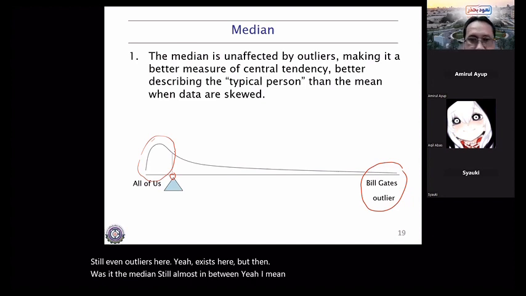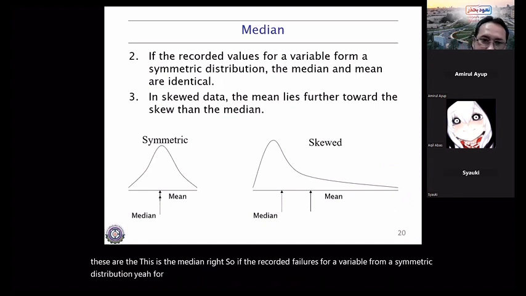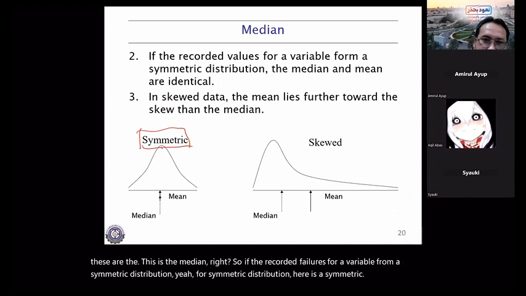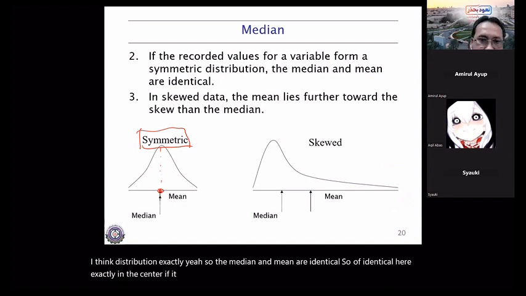On the normal distribution, this is the median, right? So if the recorded values for a variable are from a symmetric distribution, here is a symmetric distribution, exactly, then the median and mean are identical, exactly in the center. If it is symmetric, the mean and median will be the same.